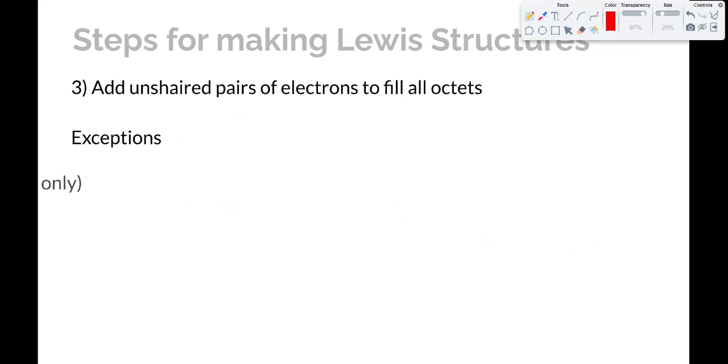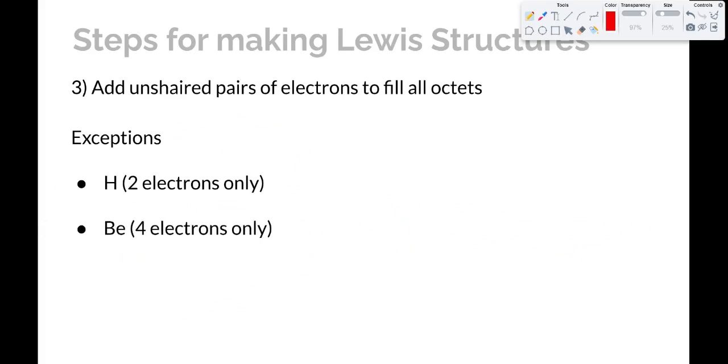One is hydrogen. Hydrogen can only support one bond. So that would be 2 electrons. So if hydrogen is bonded, you're done with it. Another exception is beryllium. This will only have 4 electrons around it, not 8. And a third one is boron. Boron will have 6 electrons only, not a full 8. But everything else should have a full octet.